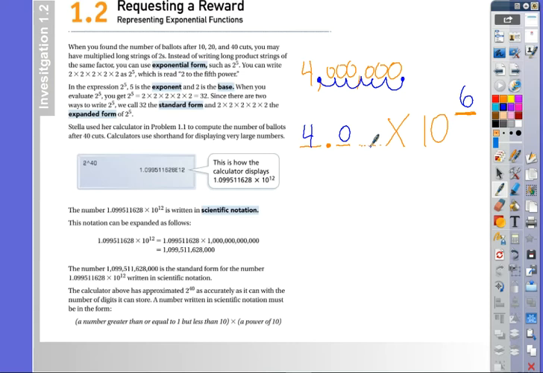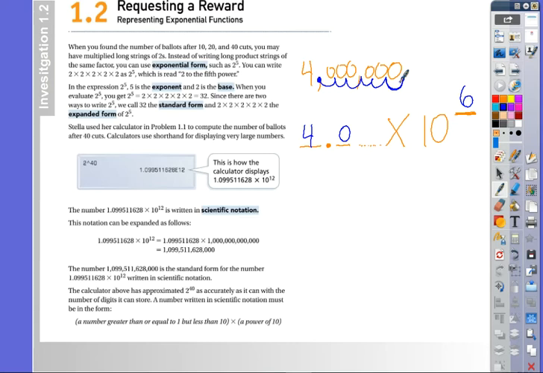Yes, Sawyer? Wouldn't it be a negative 6? No, it would not be a negative 6 because the positive. So essentially what we're doing is when we move the decimal place over, we are dividing this number by 10. So if we're dividing this number by 10, in scientific notation, we need to compensate for that by multiplying by 10. So that's what's happening here.